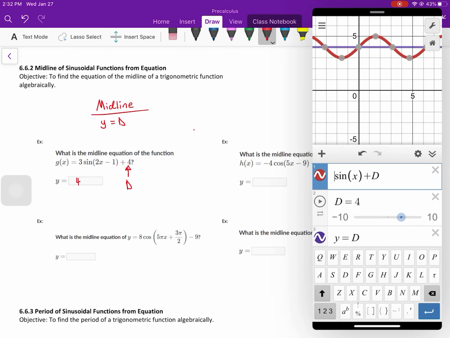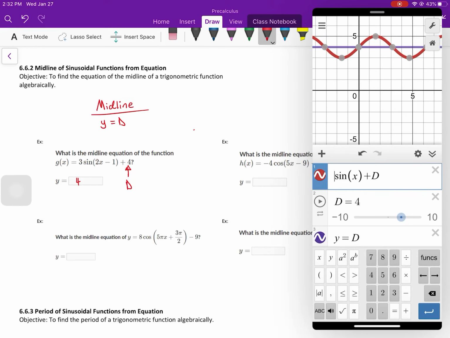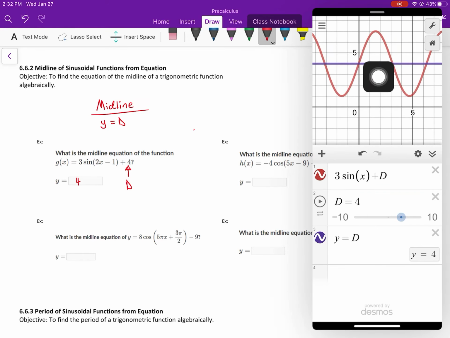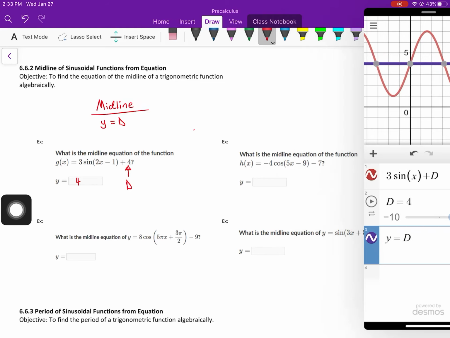But then what's going to happen when we put that 3 in front, as you can see, we have a distance from that midline. We go up 3, and from the midline down to the minimum is also 3. So 3 up from the midline would be our maximum, and 3 down from the midline would be our minimum. We could figure that out from looking at the amplitude and the midline. Of course, in this assignment, we're just focused on the midline. I just wanted to make a point of that.